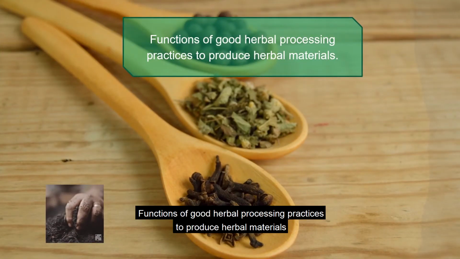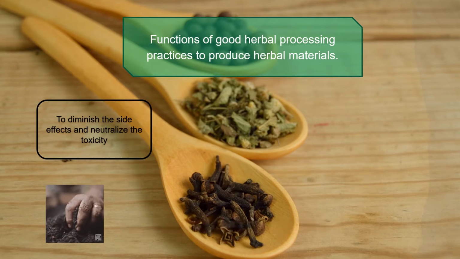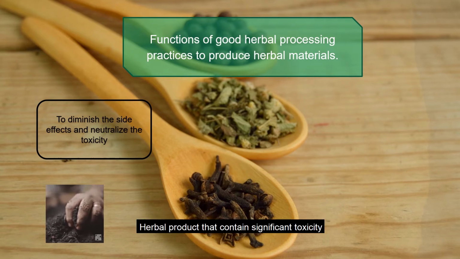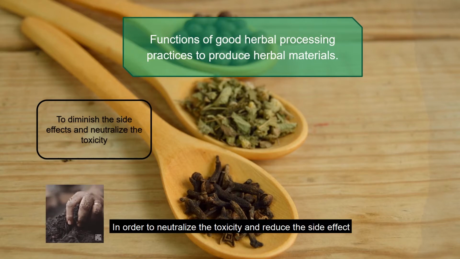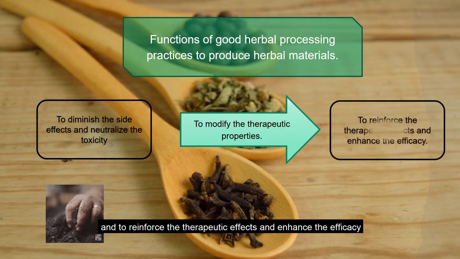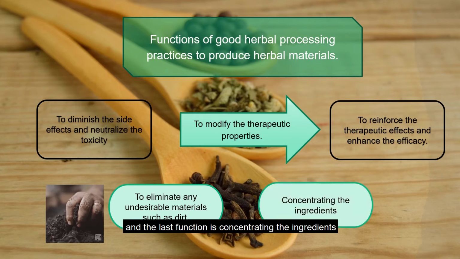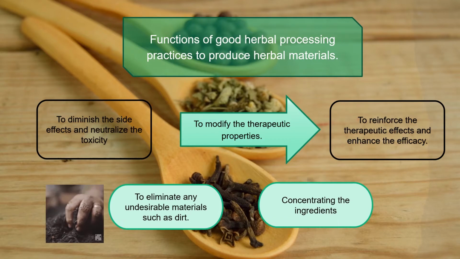The first point is functions of good herbal processing practices to produce herbal material. The first function is to diminish the side effects and neutralize the toxicity. The herbal product that contains significant toxicity needs to undergo a detoxifying process in order to neutralize the toxicity and reduce side effects. The next function is to modify the therapeutic properties, to reinforce the therapeutic effects and enhance the efficacy. The fourth is to eliminate any undesirable materials such as dirt to avoid any contamination to the herbal materials, and the last function is concentrating the ingredients.